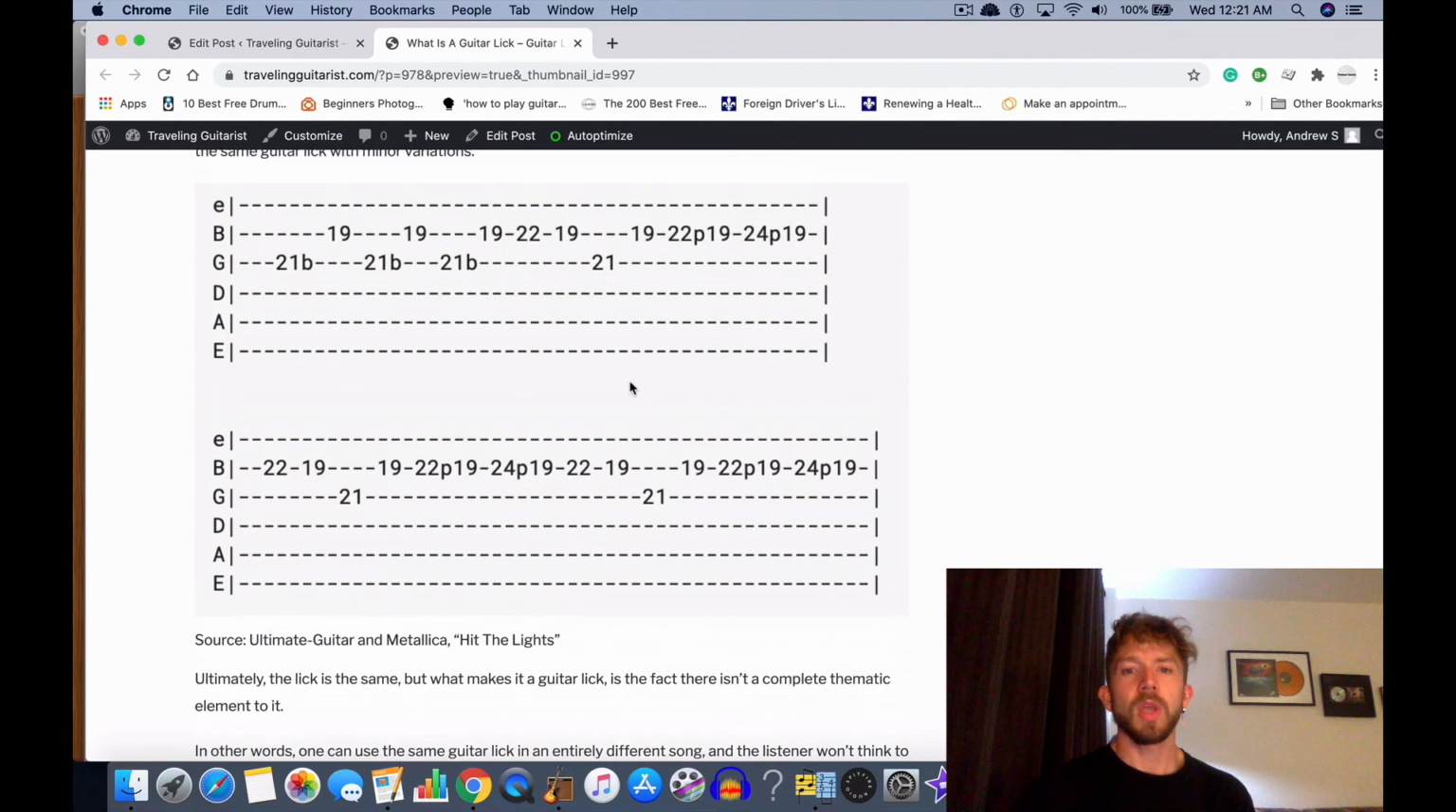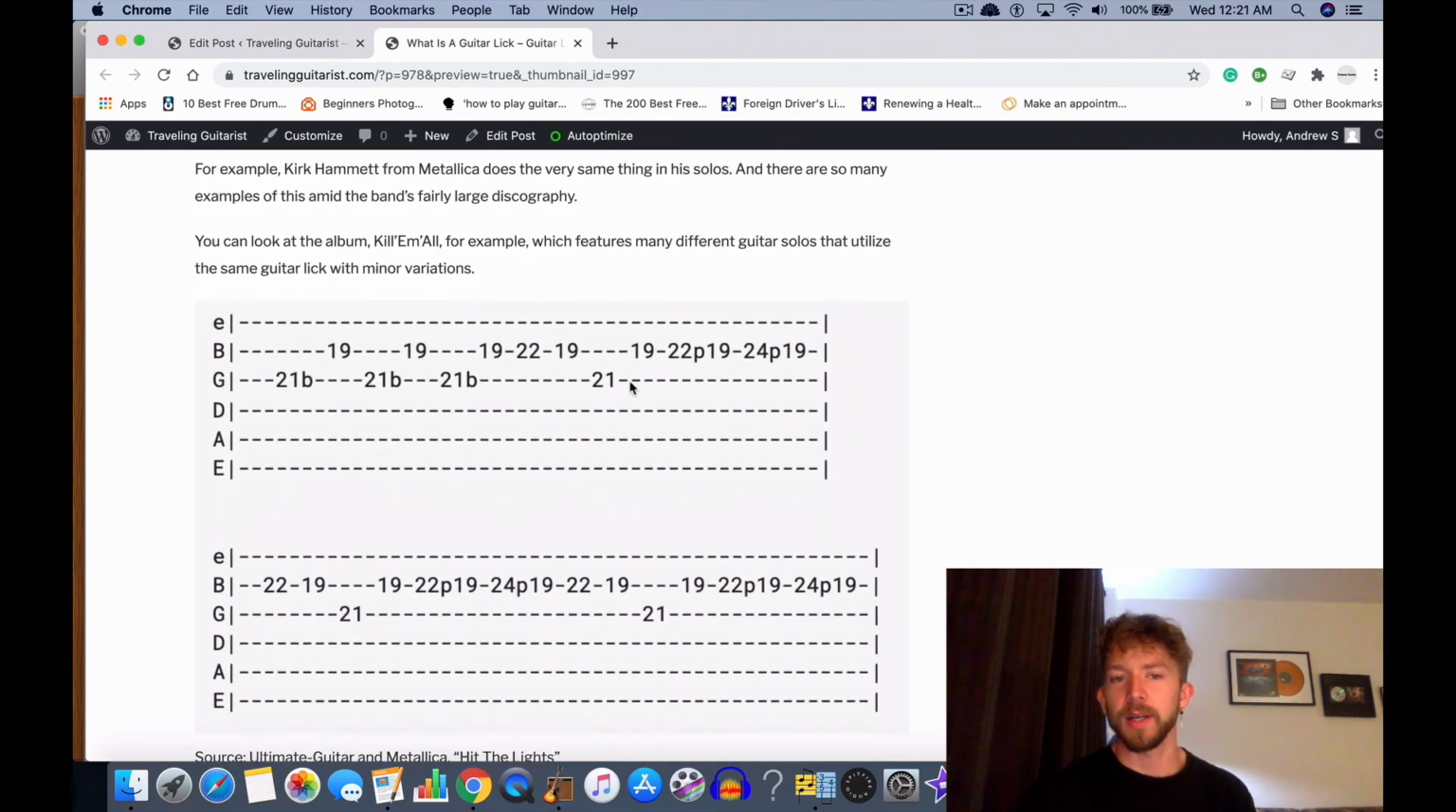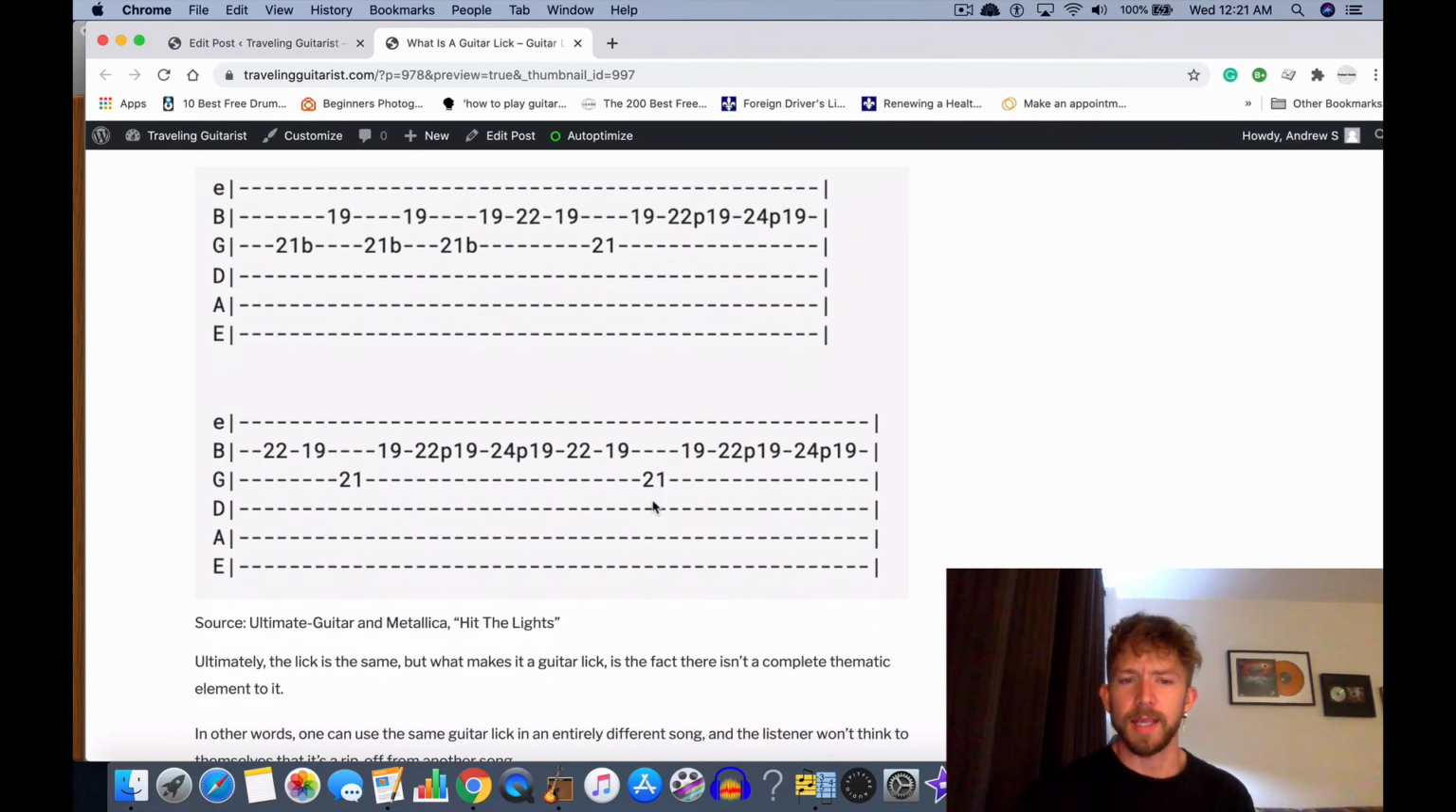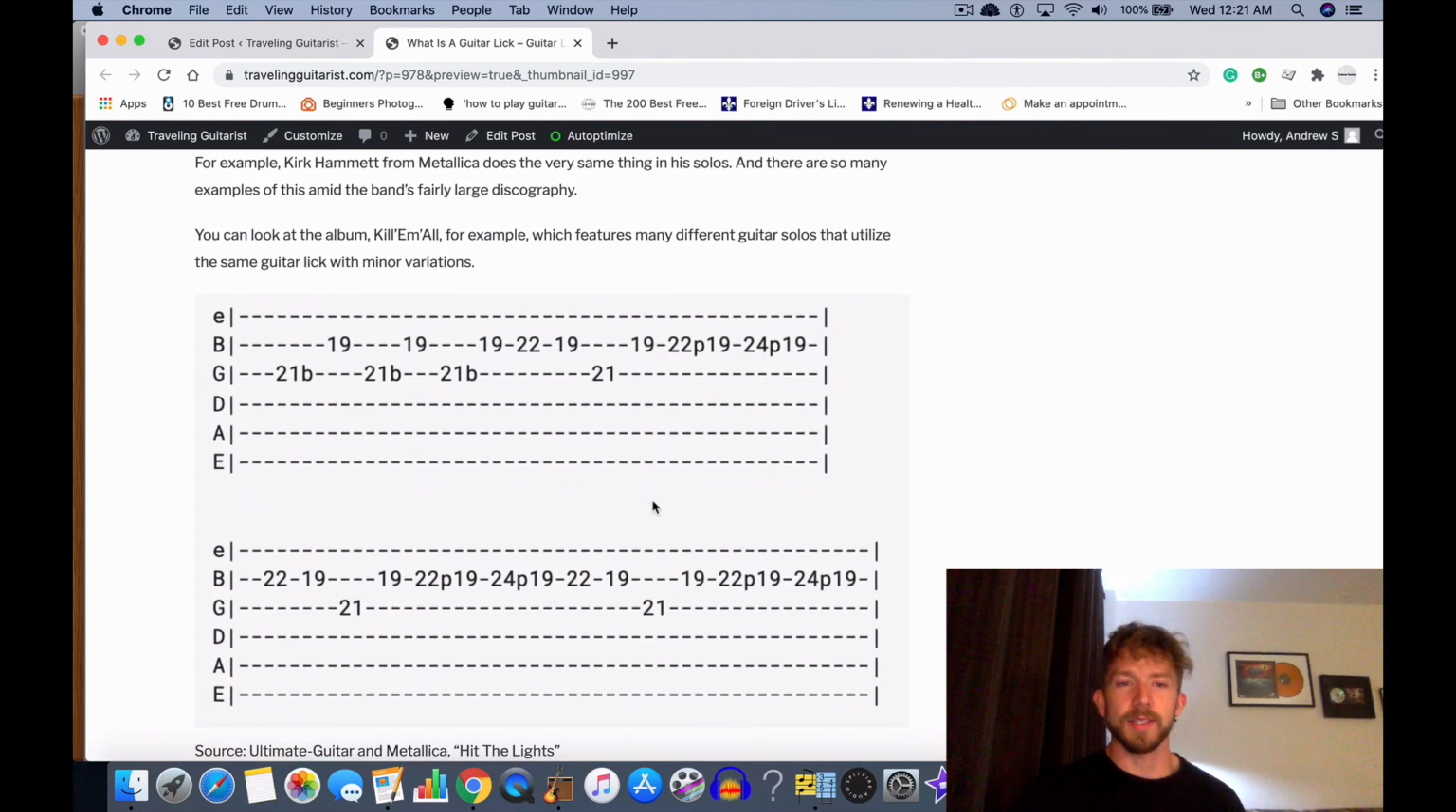Anyway, I also use some examples from Metallica. This is from Hit the Lights, I believe, and he does this thing where, people do that a lot. You know what I'm saying? People do that a lot in their songs, and you don't really associate that with any particular song because it's been done so many times in so many different songs. Just a common lick that blues players and rock players and metal players do, you know?